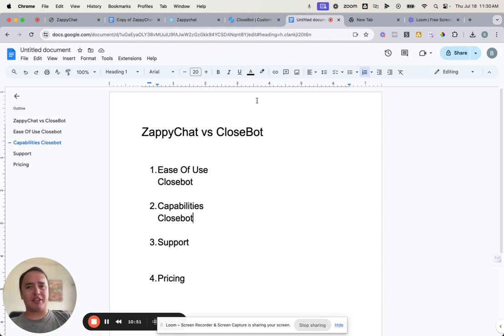You're gonna have to get on a separate support call for that. So they're kind of just big calls. It's not like one-on-one support. But that being said, Closebot doesn't even have those calls.